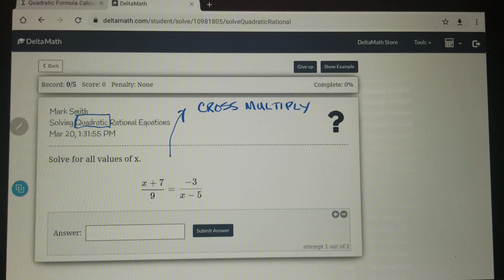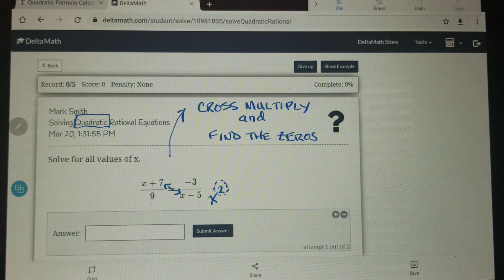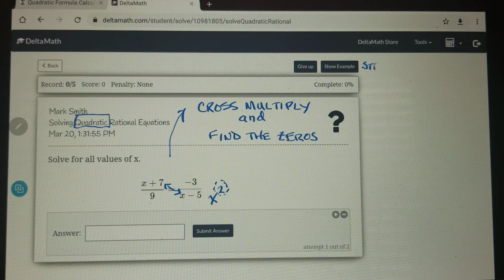The second thing we're going to notice is that when we cross multiply these two, it's going to give us an x squared. So when we have an x squared, that means we have a quadratic equation, and instead of solving for x, we're going to have to find the zeros. But our first step is going to be the same. Step 1 is going to be to cross multiply.